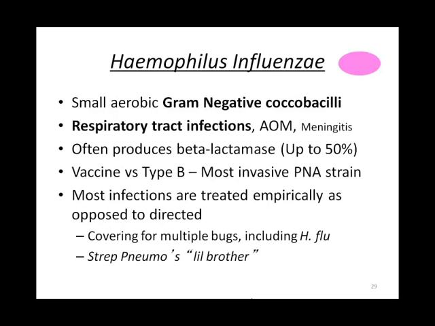Haemophilus is a gram-negative bacilli, so we're no longer talking about atypicals, but we've lumped it in here because of its nature of where it lives and the infections it causes. So respiratory infections, acute otitis media, and meningitis.